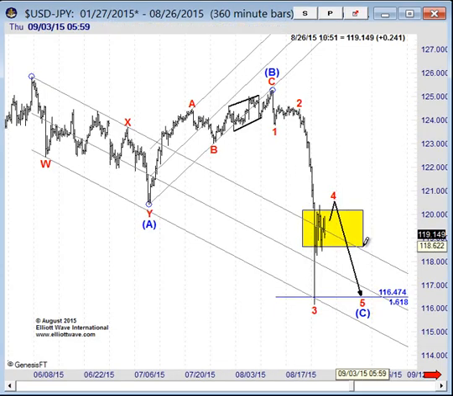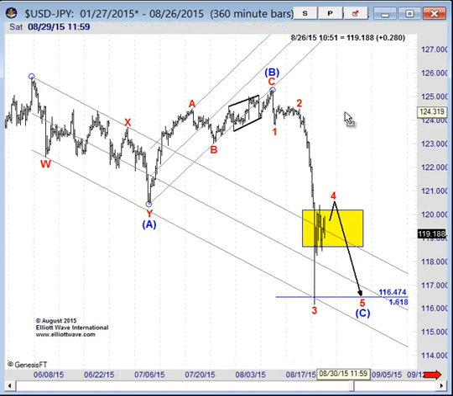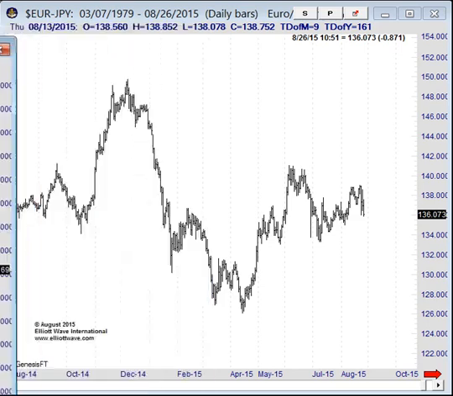So we're going to go sideways for a little while and then probably push a little bit lower down to this 116.47 target, which is simply where wave C equals a 1.69 multiple of its corresponding wave A. Very simple. And again, the ease with which I'm walking you through these price charts really comes with time and practice.